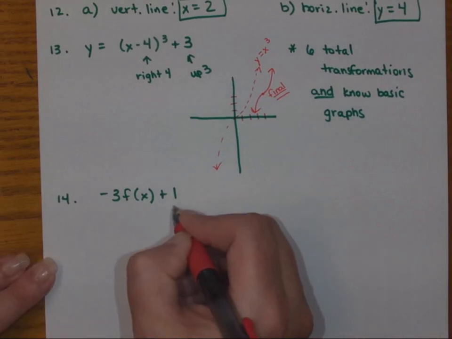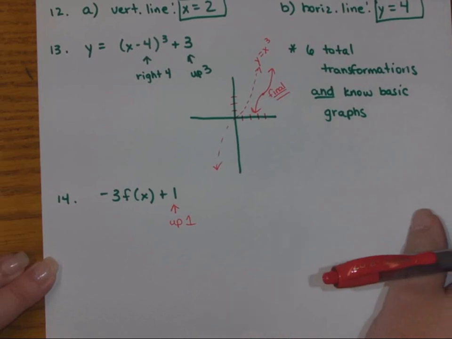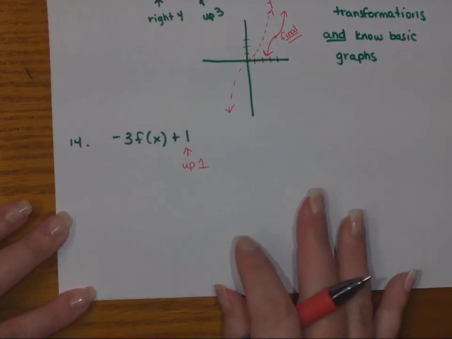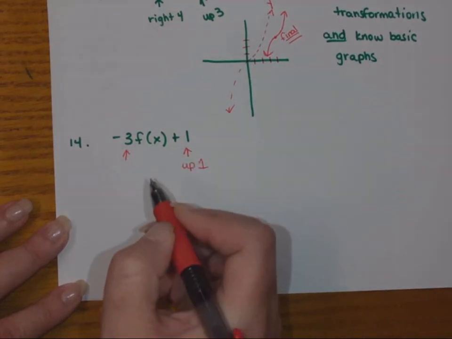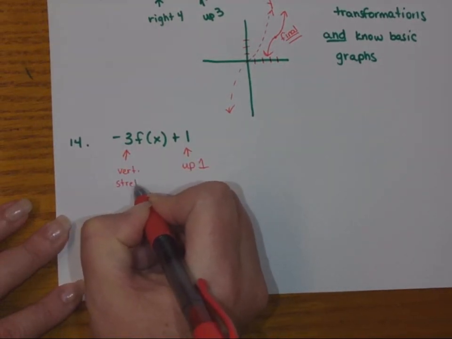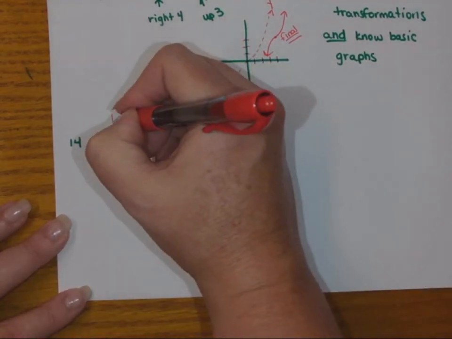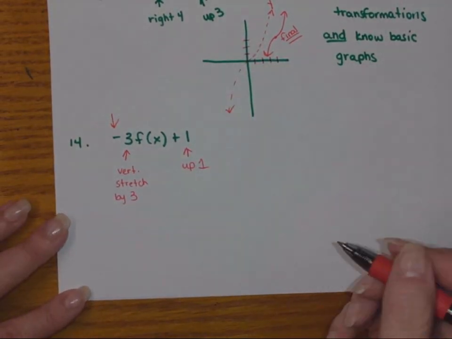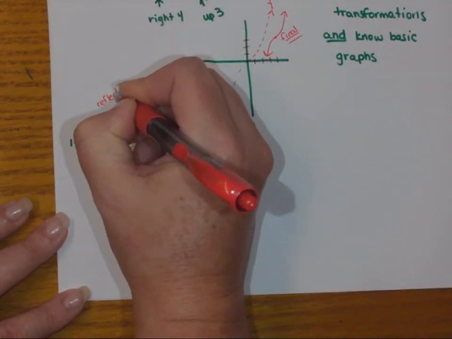So the first thing is, let's just label what's happening. This is going to be up 1, right? If you add a number to the end of a function or subtract, it's an up or down shift. And then this 3 here is going to vertically stretch it by a factor of 3. But then this negative sign is its own thing. A negative in front is a reflection over the x-axis.